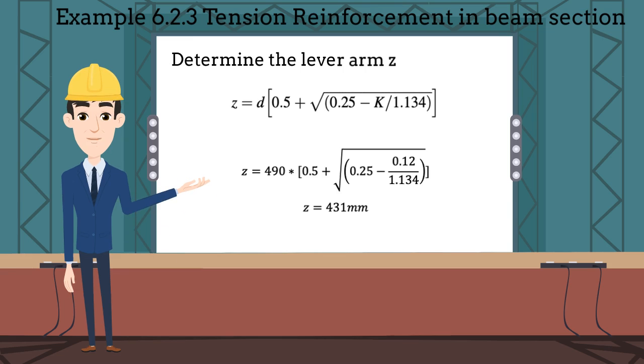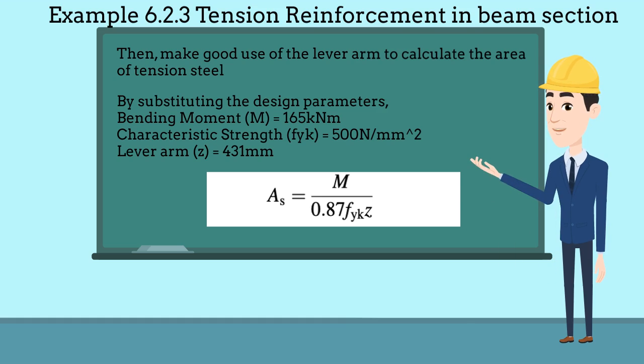The next step is calculating the lever arm. We can use the equation to calculate it. After substitution you will see the lever arm equals 431 mm. Then it is important to make good use of the lever arm with the design parameters.